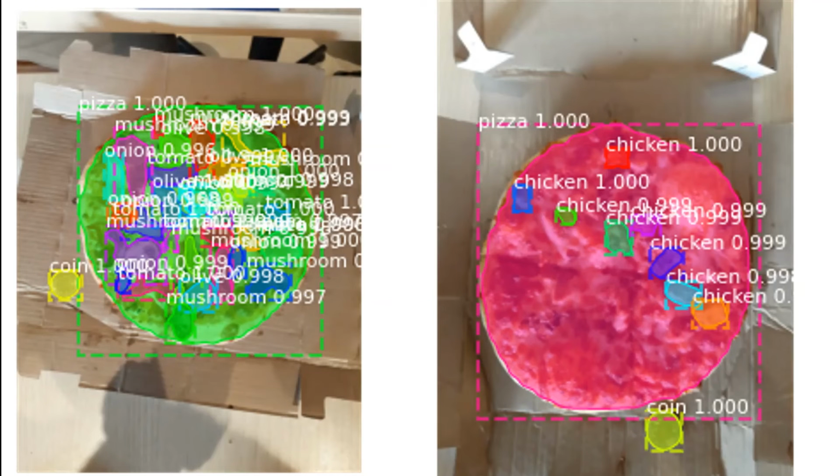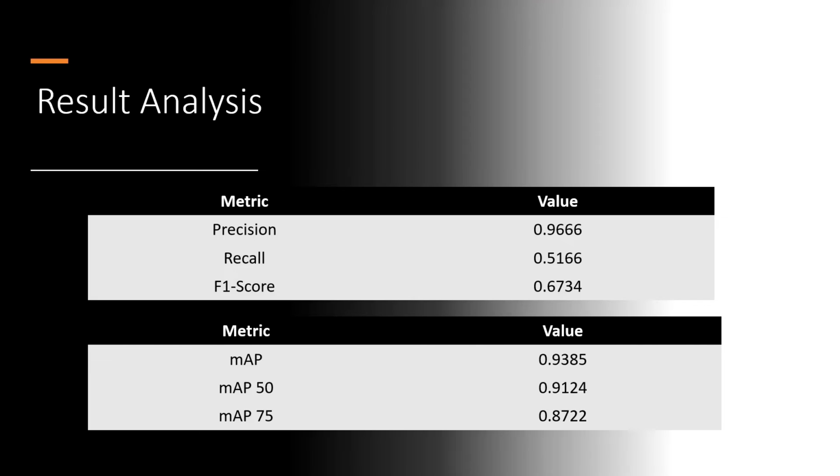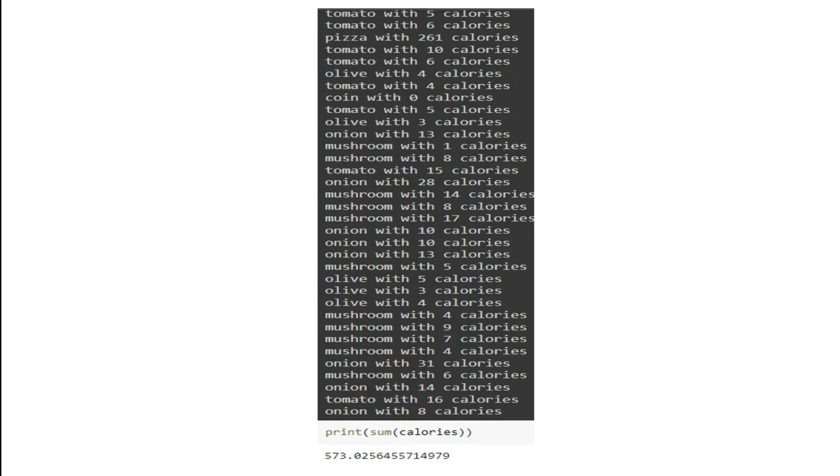Next slide. So this is the result we got when we pass an image to our model. We are giving a coin as a reference object, as you can see in the image, and it is also detecting the coin. The model is predicting the toppings accurately, and some of the toppings which are very small or covered in cheese are very hard for our model to predict. So yeah, the next slide.